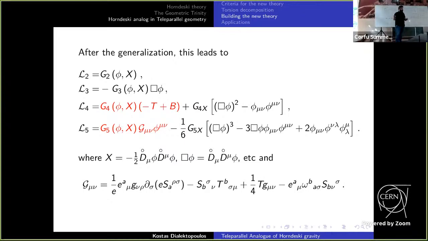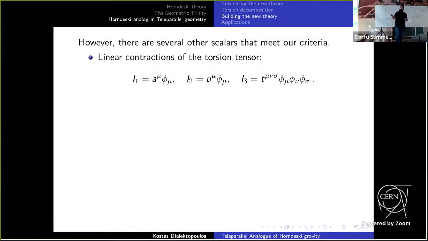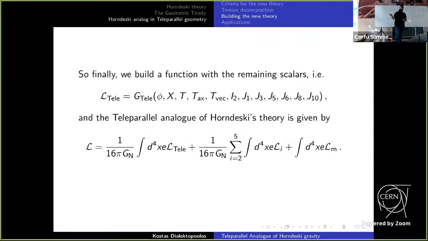So you keep the minus T plus B. Yeah. But we also have this extra function here because of the fact that the torsion tensor depends on first order derivatives of the tetrad. But how could you know that the same Lagrangian will remain the same in teleparallel just by changing R? I don't understand. Like the Horndeski Lagrangian, how do you know that it's exactly the same?